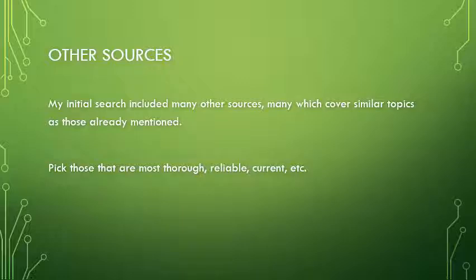So my initial sources, and again, I didn't go through them all just for purposes of time, but there are of course many other sources, personal sources, other news sites, many of which covered similar topics as those already mentioned. As I was going through them, I saw that many of them were, again, fairly identical. So I picked out a couple that seemed to be the most thorough, the most reliable, the most current. Something that was published in July of 2017 is probably going to be better, at least more current in most ways, than something published in 2002. So I didn't show you everything that I found, but a lot of it was just the same basic stuff.